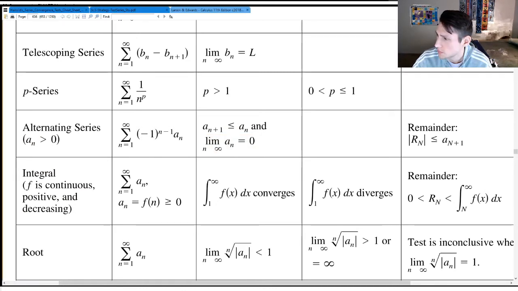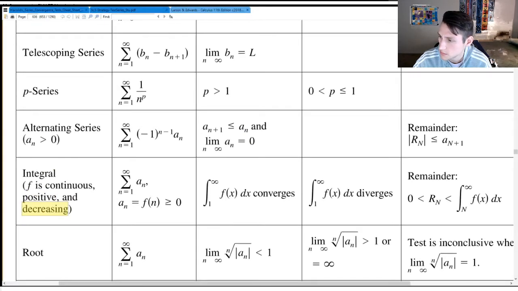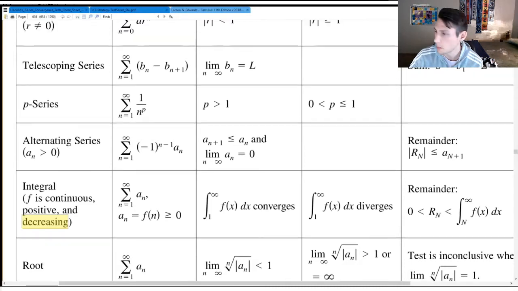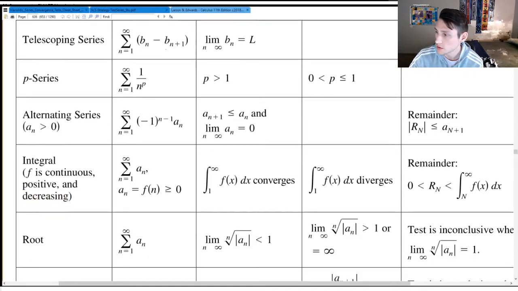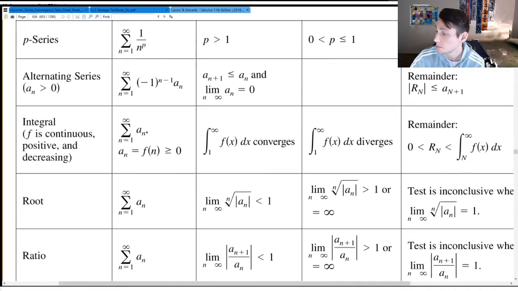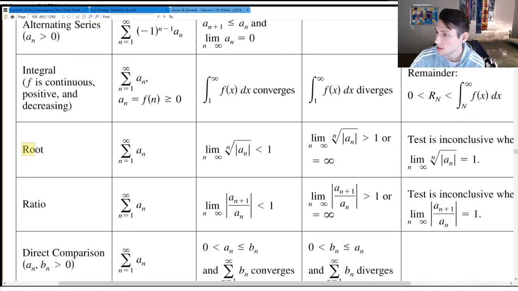Integral test, we need to check 3 things. Is it continuous? Is it positive? Is it decreasing? Right, continuous, positive, decreasing. Then we can take the integral of whatever that sequence is. If it goes from 1 to infinity and the integral converges, then that means the series also converges. If the integral diverges, then that means the series also diverges. There's also a remainder, but we don't talk about that. We skip the root test.